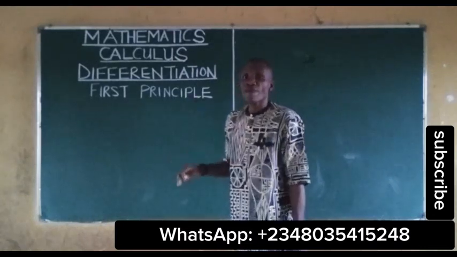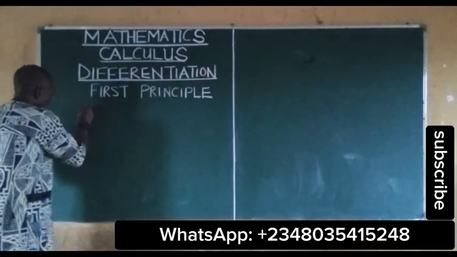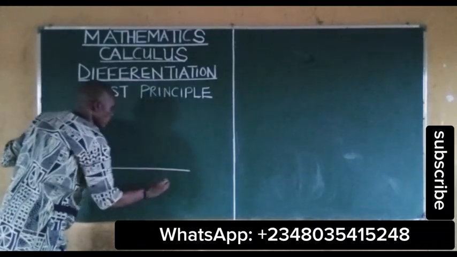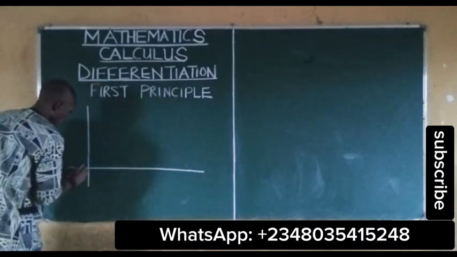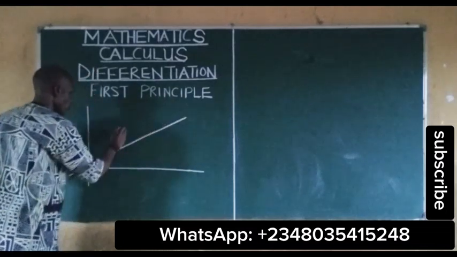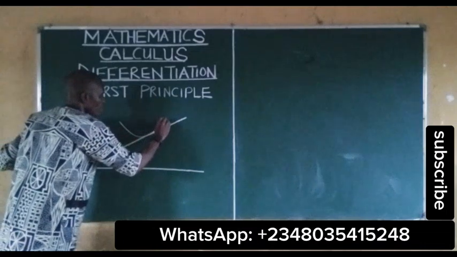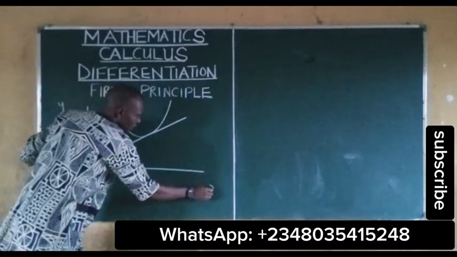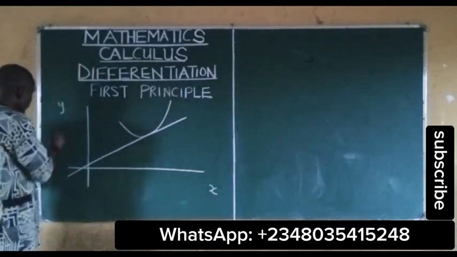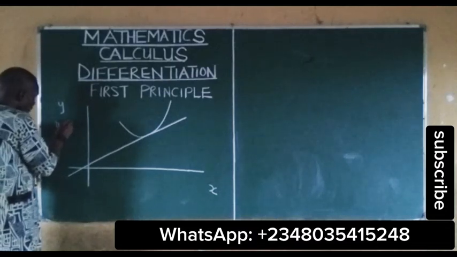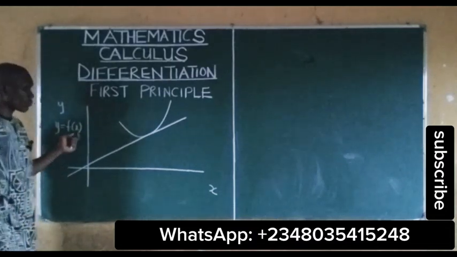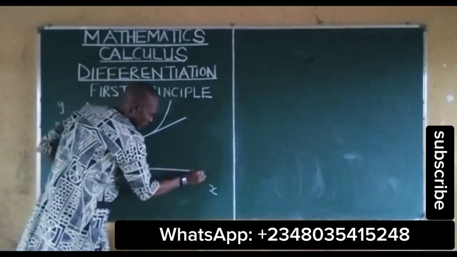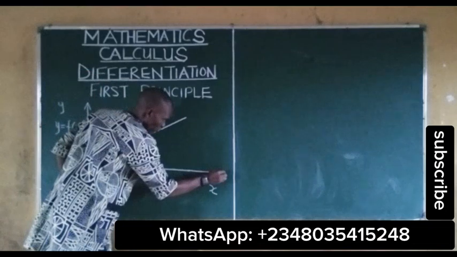So this first principle, how did it come about? If we have a graph of this sort, and we have our line like this, and a curve of this sort, this is our y-axis, and this is our x-axis. For this y-axis, y is a function of f of x. Y is a function of x here. The same thing as x: x is also a function of y.